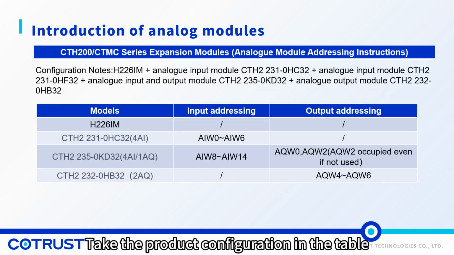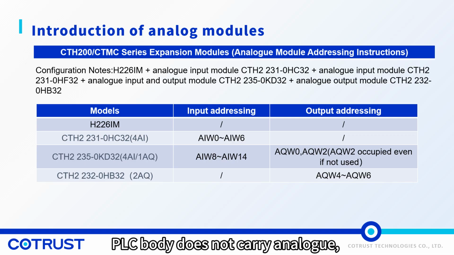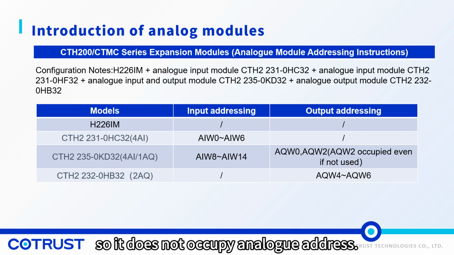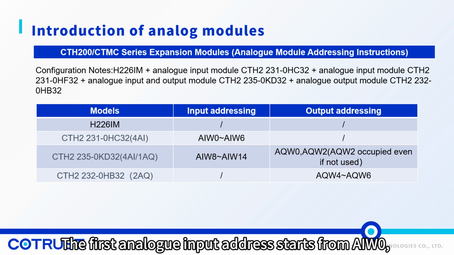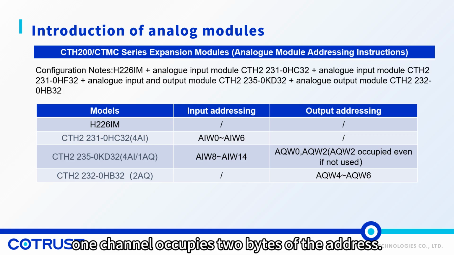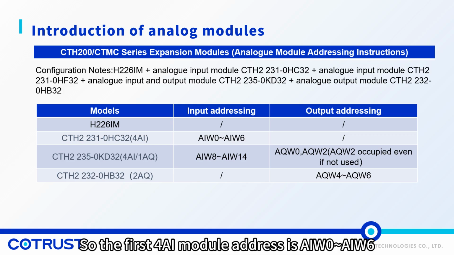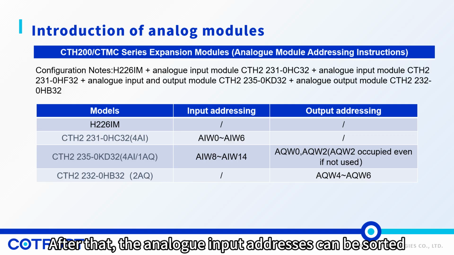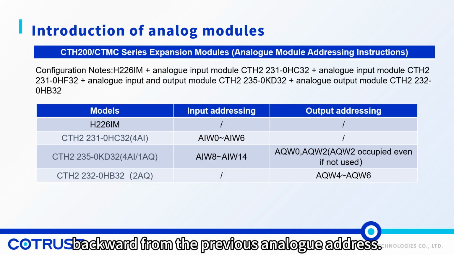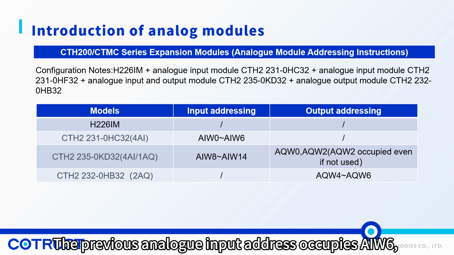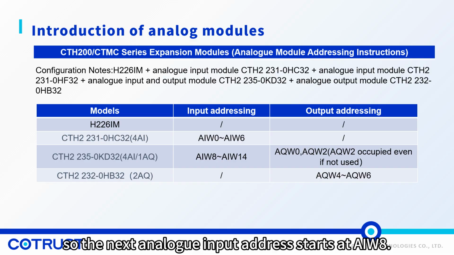Take the product configuration in the table as an example for addressing instructions. The PLC body does not carry analog, so it does not occupy analog addresses. The first analog input address starts from AIW0. One channel occupies 2 bytes of the address. So the first AI module address is AIW0 to AIW6. After that, the analog input addresses can be sorted backwards from the previous analog address. The previous analog input address occupies AIW6, so the next analog input address starts at AIW8.